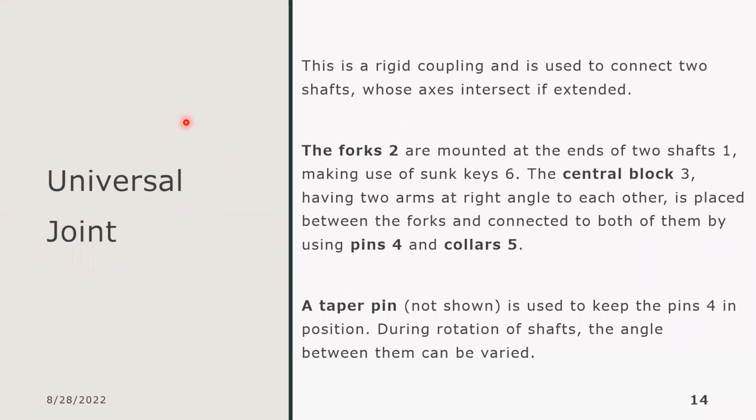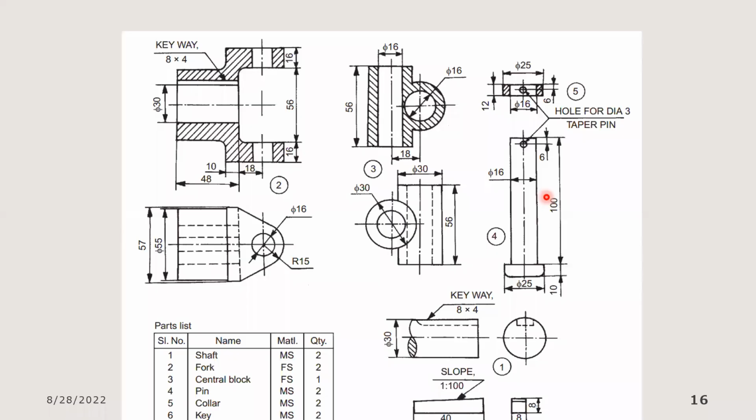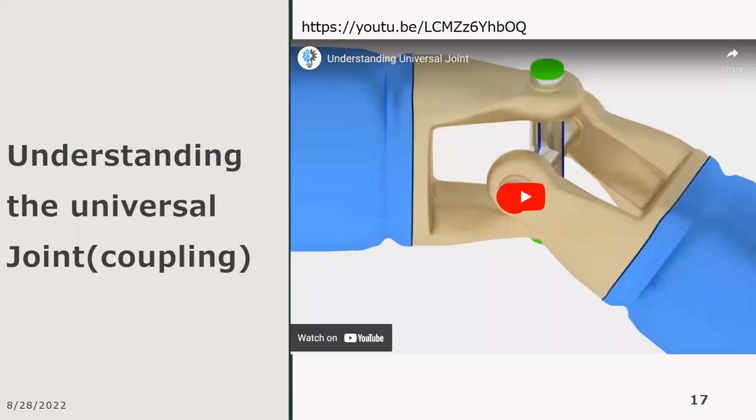Then there are two forks. Okay, in the drawing I just showed you, they are colored gold. So two forks mounted at the end of two shafts, and then there is a central block. I think it's colored silver. Yes, silver. Silver with two ends. One pair of ends is green, the other pair of ends is red. Okay, so these are the forks, colored gold or bronze. I hope my color is right.